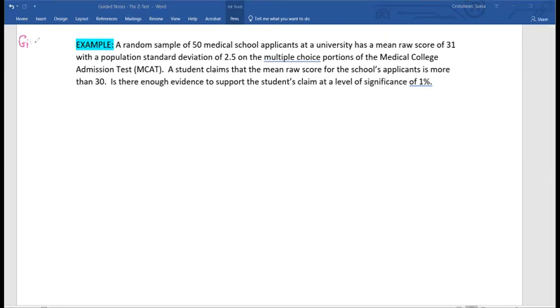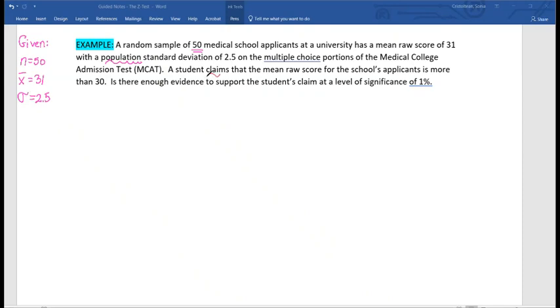So here is what we have. A sample size 50. The mean raw score is 31, and the population standard deviation is 2.5. So you see on this example, you'll have to make the connection with the symbols. The symbols are not written for you.